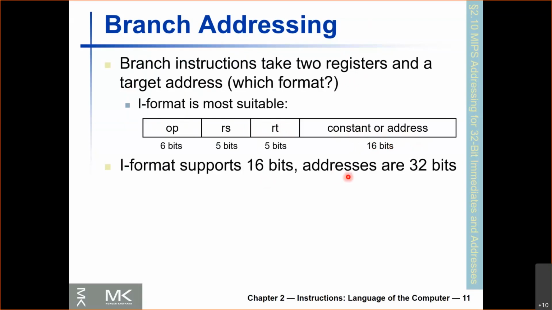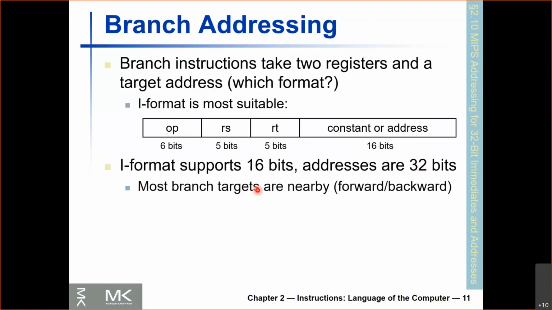However, the addresses that we need to branch to are 32 bits, right? An instruction is stored at some memory address, and this memory address is going to be 32 bits long. So the question is, how can we use 16 bits to represent a label when the label refers to a 32-bit address? Well, the answer is we're going to do the following.